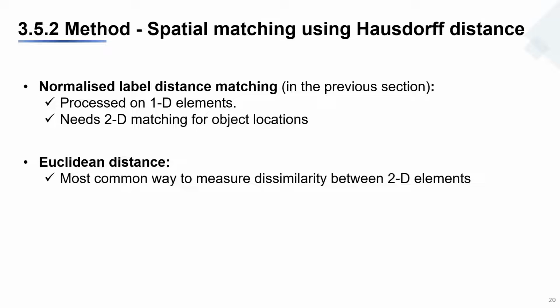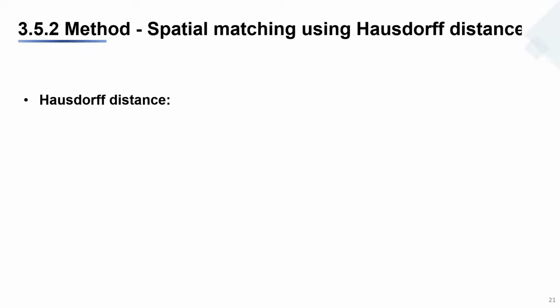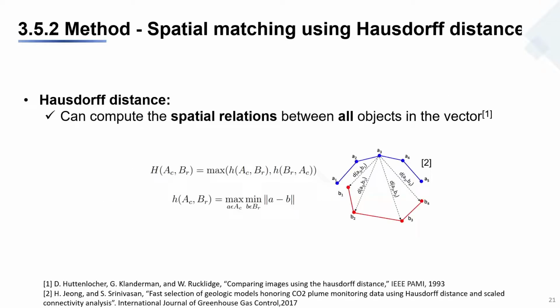Euclidean distance is the most common way to measure similarity between two-dimensional elements. However, it doesn't take spatial relations between all elements into account. Therefore, we used Hausdorff distance, which can compute the spatial relations between all objects and vectors.